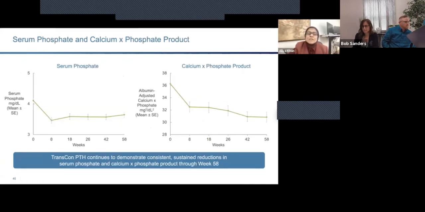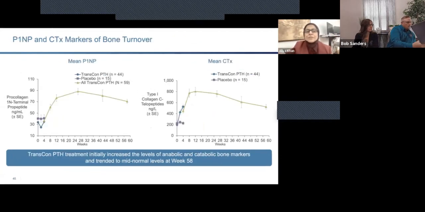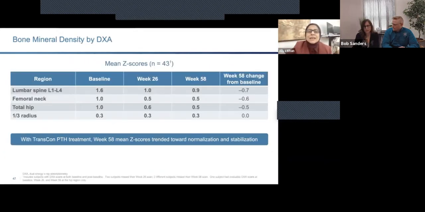And what happened to phosphate? Well, phosphate levels dropped and the calcium phosphate product went down with this molecule. And that's really great news, because that's what we want to do. We want to drop the phosphate. We want to drop the calcium phosphate product. What about the biomarkers? Well, we did see rises in the biomarkers, and we're seeing that they are normalizing. The biomarkers were normalizing, and the bone density at baseline was also starting to normalize.